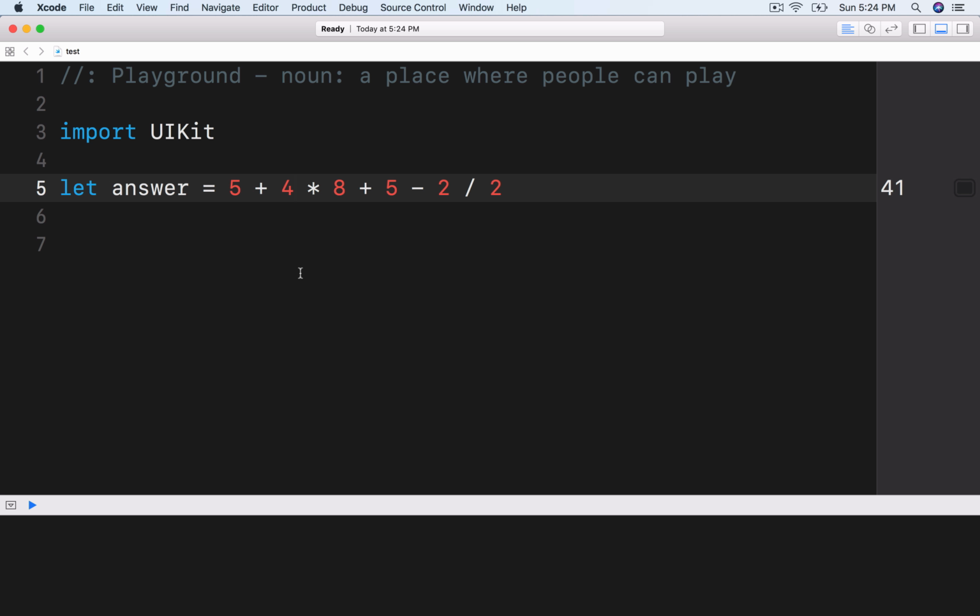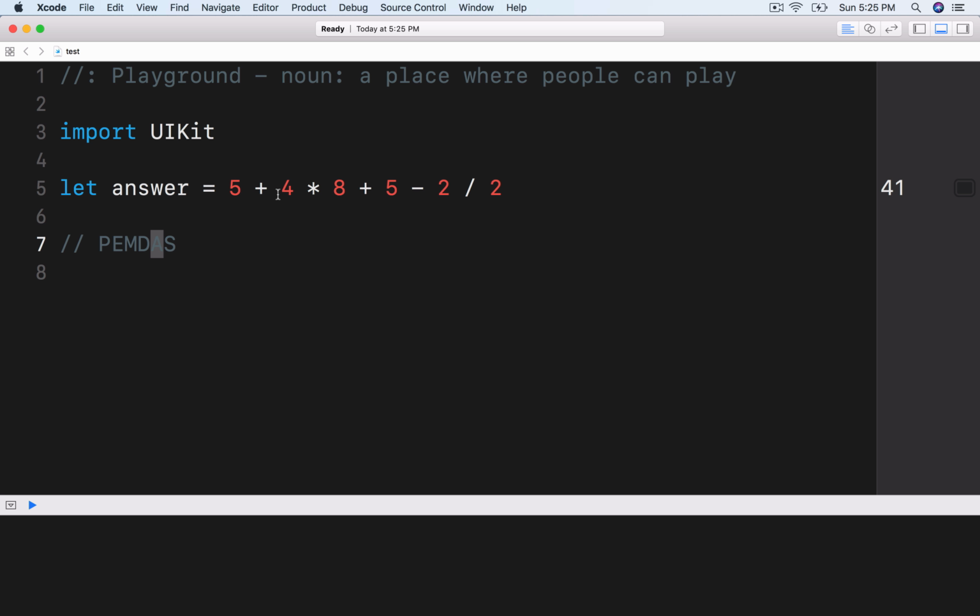And the reason for that is because of something called the order of operation. What you need to know is it's PEMDAS. Whatever is in parentheses happens first. Then we do exponentials, which we don't need to worry about because we're not working with the exponential operators in Swift code. Then it's multiplication, division, and then last is addition and subtraction.